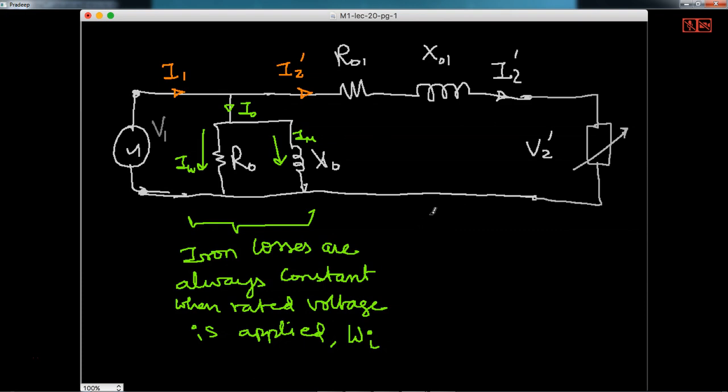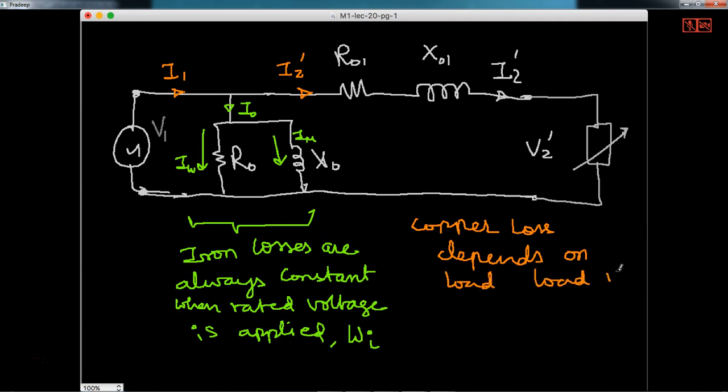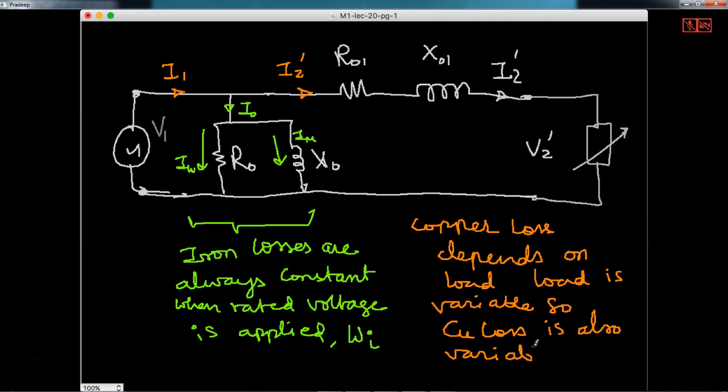So the copper loss depends on the load. So load is variable. So copper loss is also variable. So let's denote it by a symbol WCU. So we have two losses. Wi is the iron loss. WCU is the copper loss.